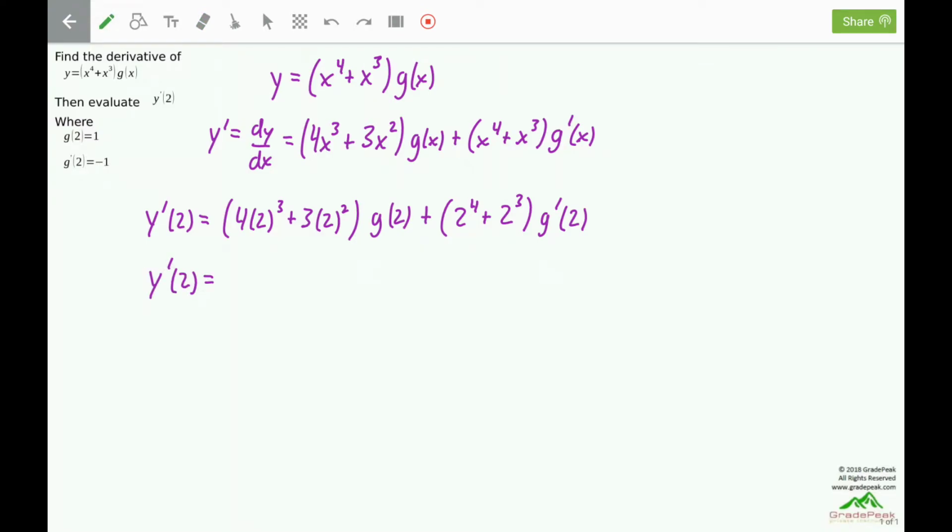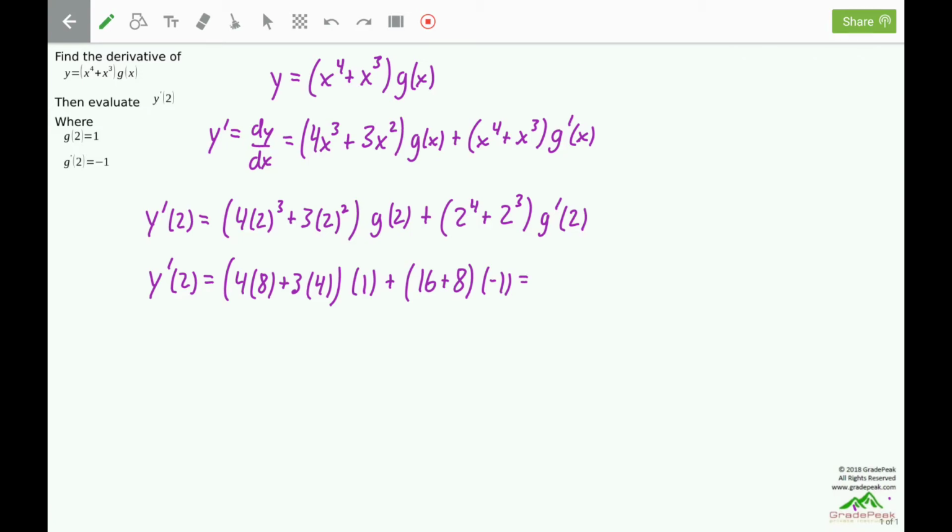Y prime of 2 therefore equals 4 times 2 cubed, 2 times 2 is 4, times another 2 will give us an 8, plus 3 times 2 squared is a 4, all times g of 2, and that's where this information over here will be helpful. G of 2 is a 1, plus 2 to the fourth, 2 times 2, 4, times another 2, 8, times one more 2 is a 16, plus 2 cubed, which is an 8. And then g prime of 2, according to the information over there, is a negative 1.